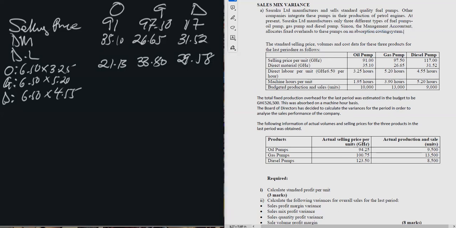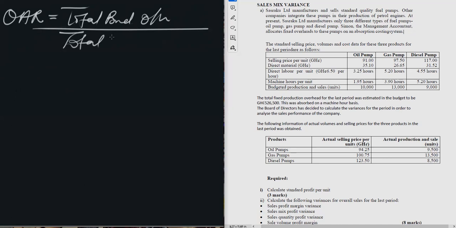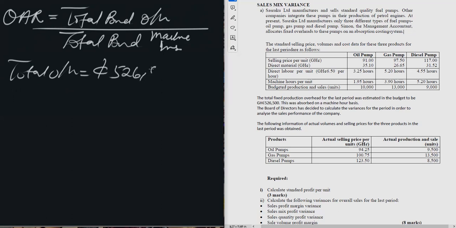One thing I always tell students to do is to find your OAR. Your OAR, or the standard rate for fixed overhead, is your total budgeted overheads over your total budgeted absorption basis. But in this question, it says we should use machine hours. So what's our total budgeted overheads? Per this question, our estimated fixed overhead is 526,500, right? So that has been given.